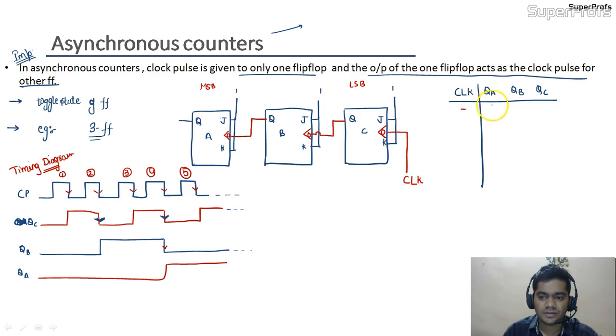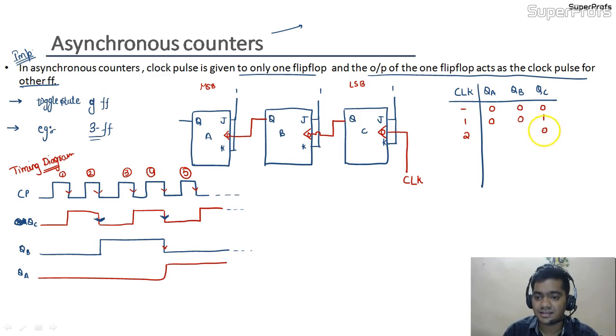So at the 0th clock pulse, all the outputs are 0 0 0. After the first clock pulse, QC would change from 0 to 1. As it is changing from 0 to 1, it is a rising edge, or positive triggering. Therefore, there would be no change in QB. It would remain 0, and as there is no change in QB, there would be no change in QA. On the second clock pulse, QC would change from 1 to 0.